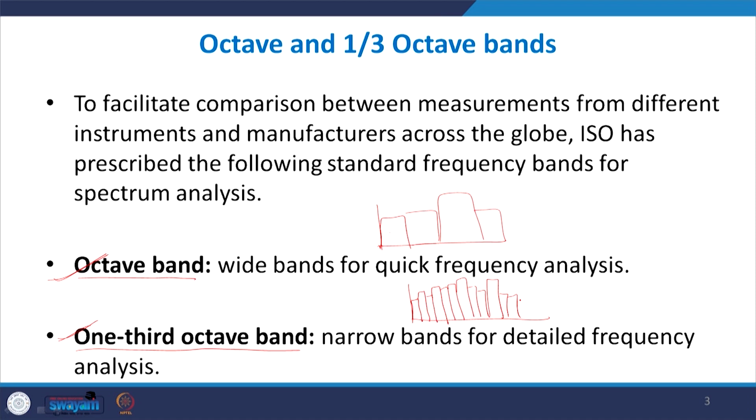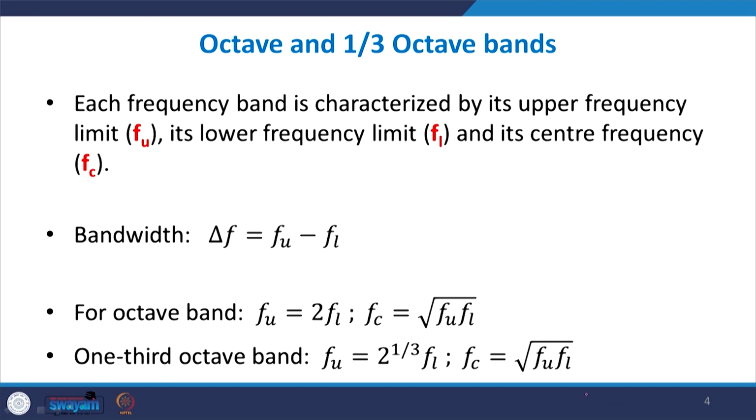We will see that in the subsequent slides also. The octave bands are wider, for quick analysis. The 1/3 octave bands are narrow; computation time can be slightly higher, but it gives a more detailed frequency analysis. Each band is characterized by an upper frequency limit, a lower frequency limit and the center frequency Fc. The bandwidth is simply the difference between the upper and the lower frequencies.